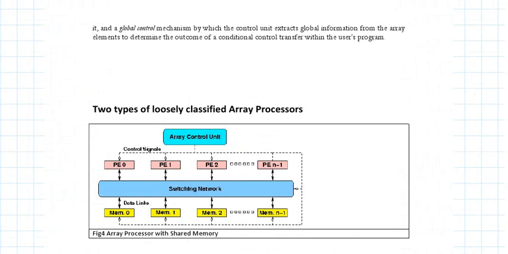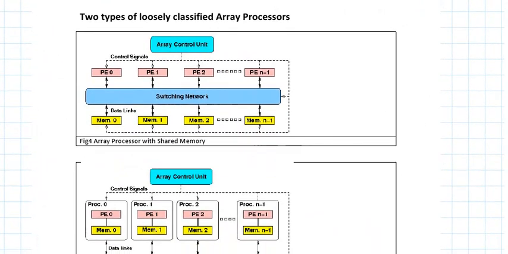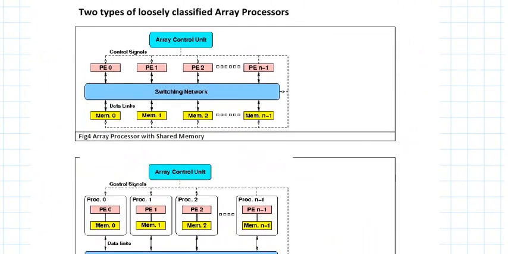Then you have two different types of array processors actually, and this classification is loose. They are classified in terms of the memory elements they have. If you look into figure 4, which depicts an array processor with shared memory, you can find that there you have processing elements 0 to n minus 1 and memory elements 0 to n minus 1.